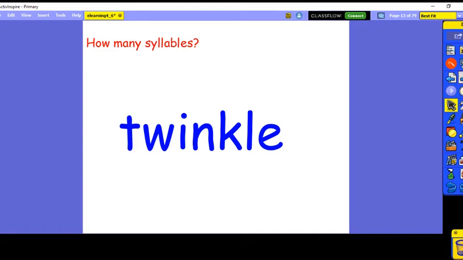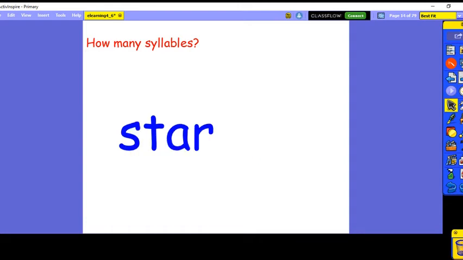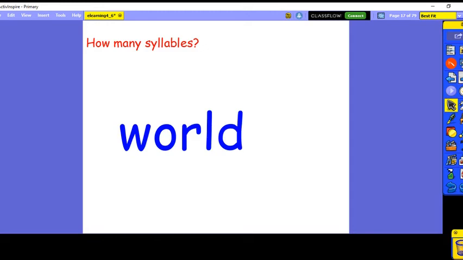Now, let's look at these words and we'll count how many syllables. So you can clap them or you can put your hand under your mouth and count how many times your mouth moves. How many syllables in twinkle? Twinkle. 2. Star. 1. Up. 1. World. 1.